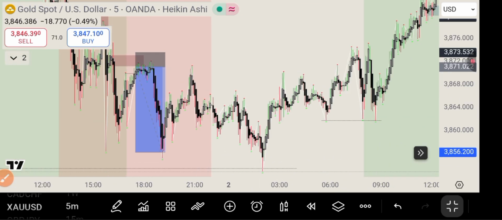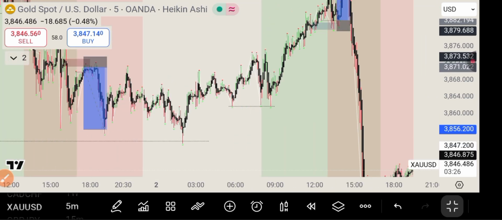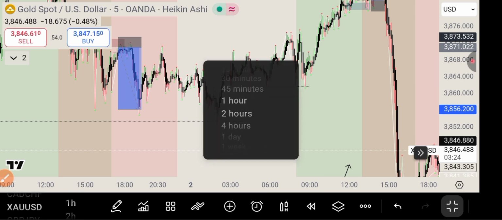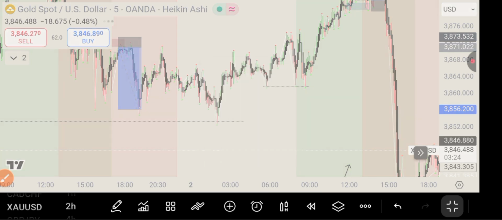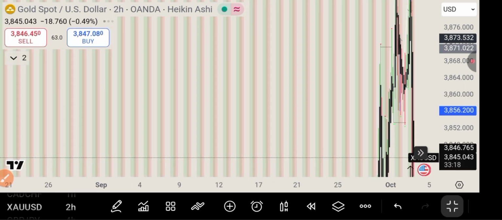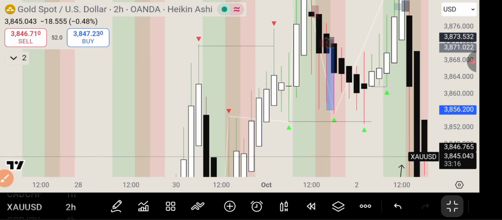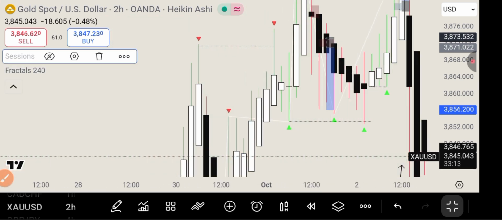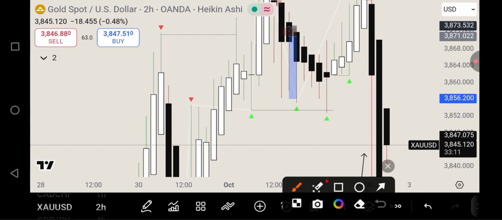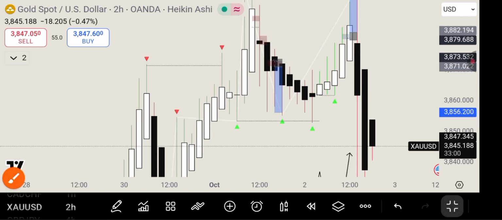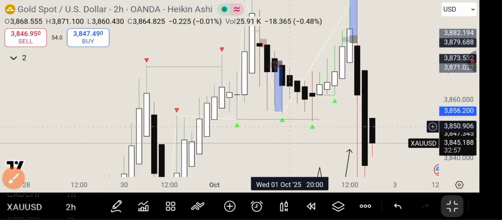On to the next day, as you can see, price later came back and grabbed this liquidity I was expecting on the higher time frame, which is the 4-hour time frame. This liquidity right here. So price came back, grabbed that, and started going bullish. That's exactly what I was expecting on gold on Wednesday.